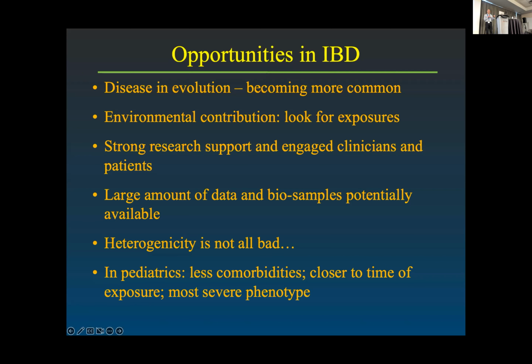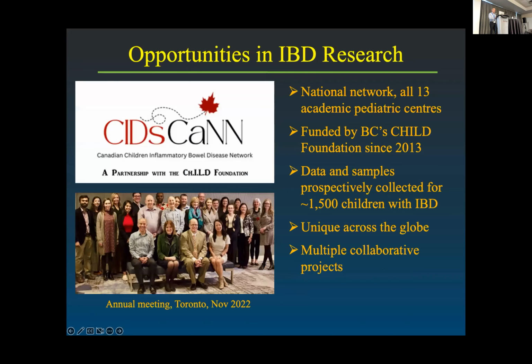And then I already mentioned some of the pediatric-specific points. One of them is that there are fewer comorbidities, so it's a bit of a cleaner population. For example, cigarette smoking is a very major risk factor for Crohn's disease, and children are not exposed to that as much as adults. So what I'm involved in, and this was mentioned in the introduction, is the Canadian Children's IBD Network, otherwise known as KidsCan. It's unique in that all of the pediatric academic centers in Canada are involved in recruiting patients to this network.